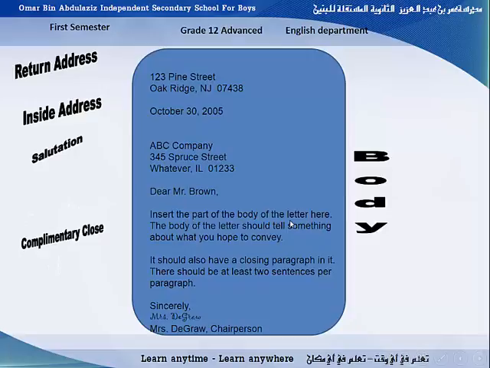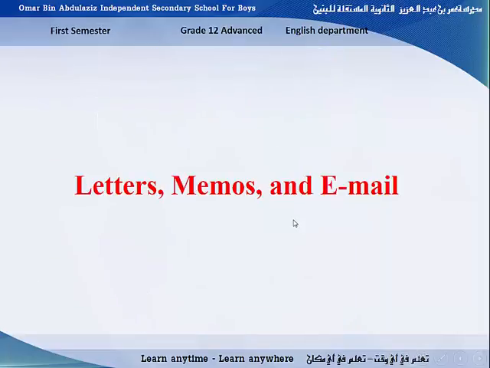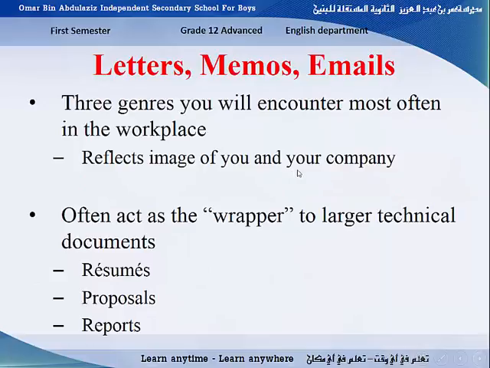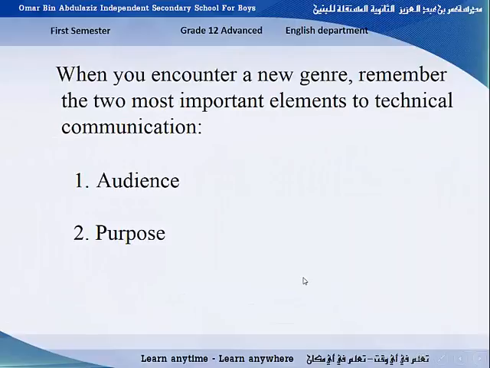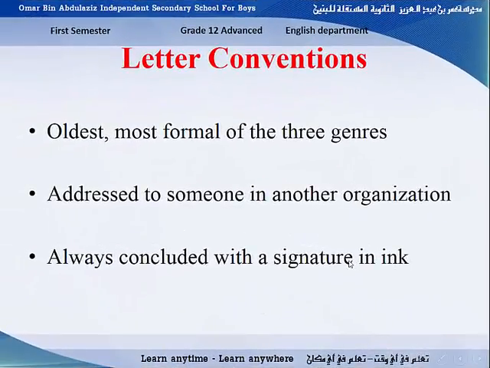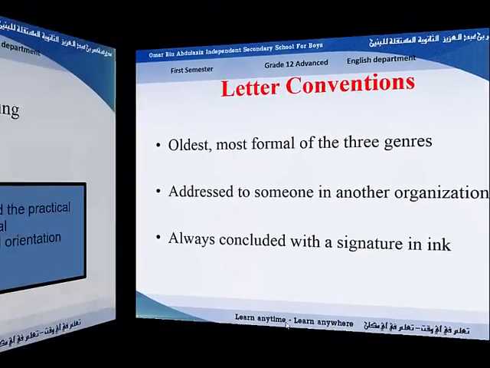Here, this is how you can divide your letter. We have letters, memo, and emails. Three genres you will encounter most often in the workplace. They reflect the image of you and your company. They act as the wrapper to larger technical documents. When you encounter a new genre, remember the two most important elements of technical communication: audience and purpose. Letter conventions: the most formal of the three genres, addressed to someone in another organization, always concluding with a signature in ink.